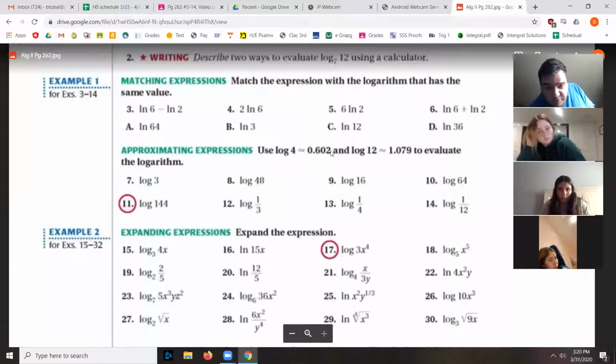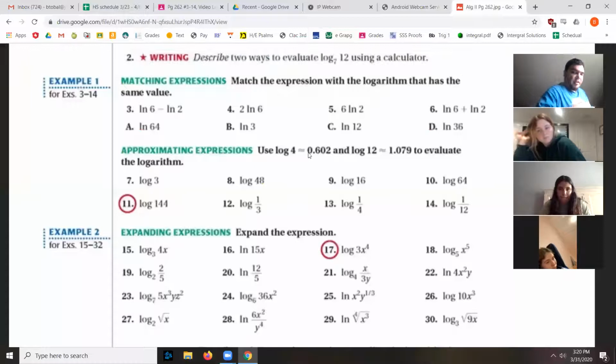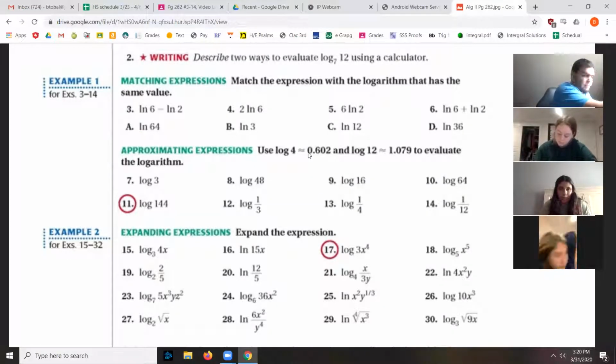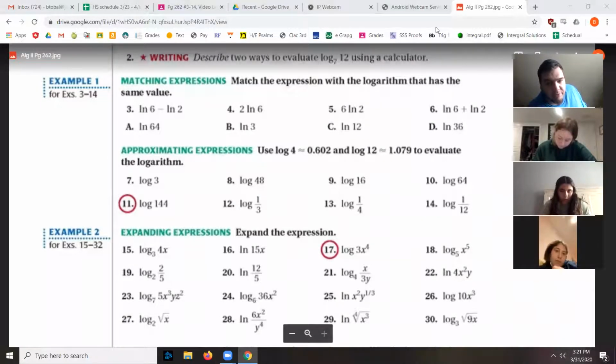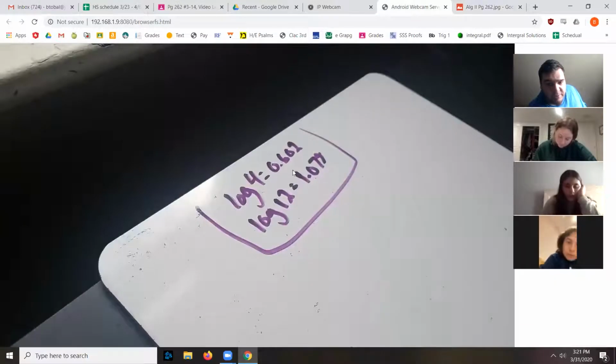The next part, they give us some givens here. So I'm going to write that down on the top of my whiteboard. Log 4 is 0.602, and log 12 is 1.079. I'm going to write that given and even put it in a little box to show how important it is for myself, okay? And we're going to use that given for all the problems that are about to come.